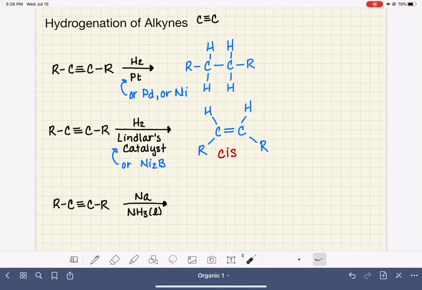The third type of hydrogenation is called dissolving metal. So this right here is the dissolving metal hydrogenation. This uses sodium metal dissolved in liquefied ammonia. This reaction also converts our triple bond to a double bond, but this gives us the trans isomer.